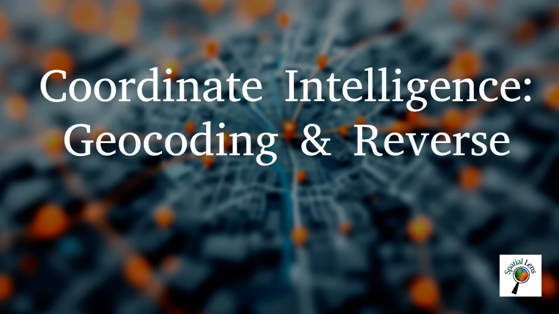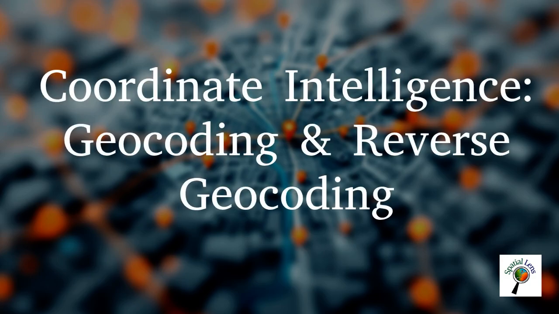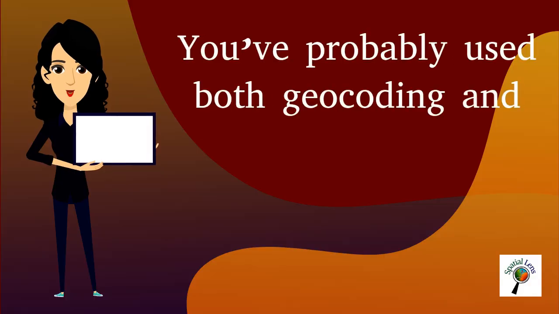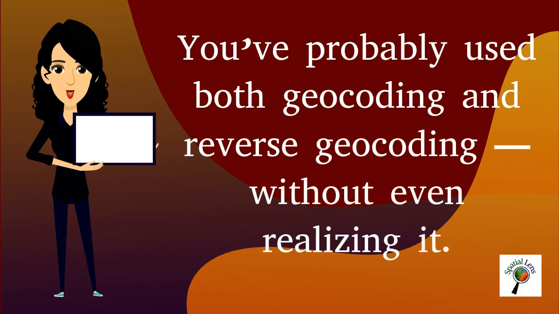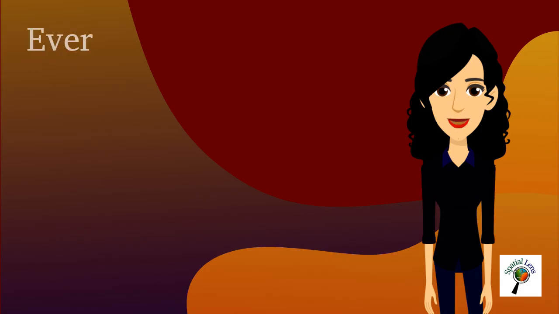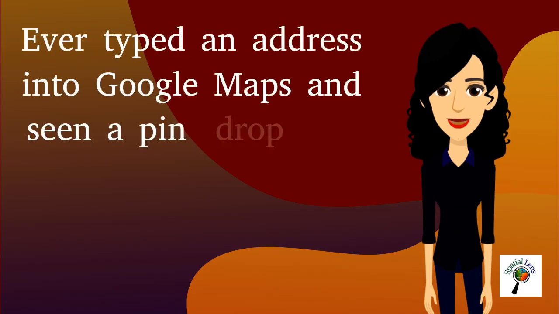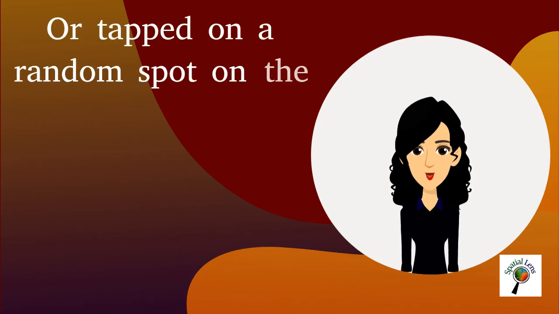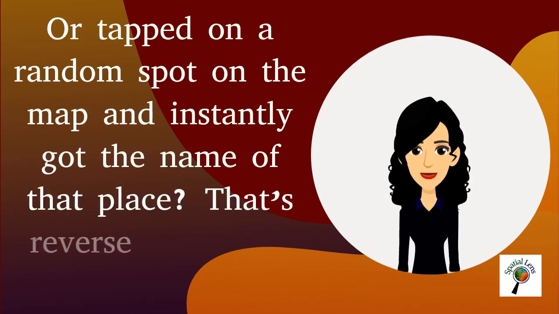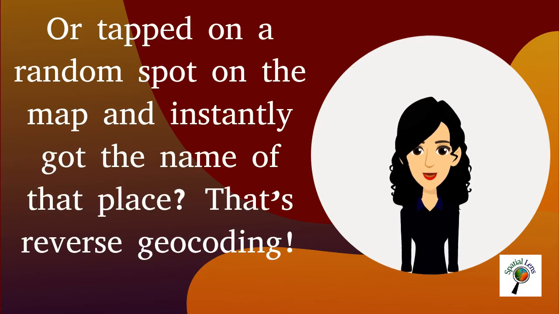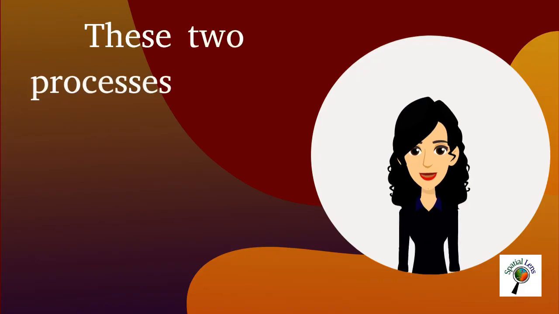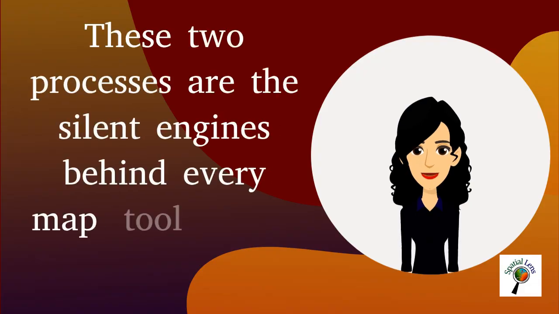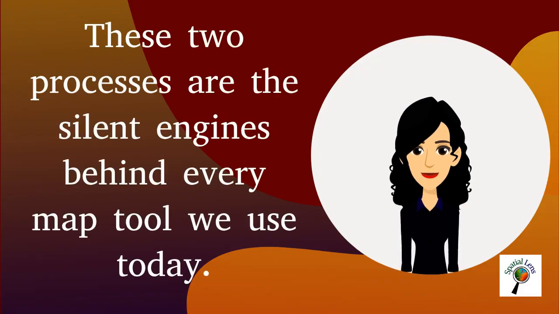Understanding geocoding and reverse geocoding. You've probably used both geocoding and reverse geocoding without even realizing it. Ever typed an address into Google Maps and seen a pin drop right where you expected? You just used geocoding. Or tapped on a random spot on the map and instantly got the name of that place. That's reverse geocoding. These two processes are the silent engines behind every map tool we use today.